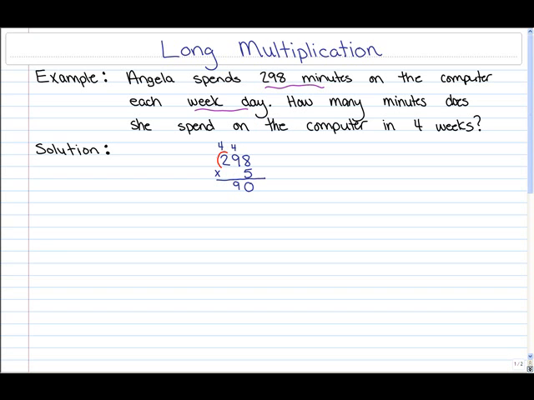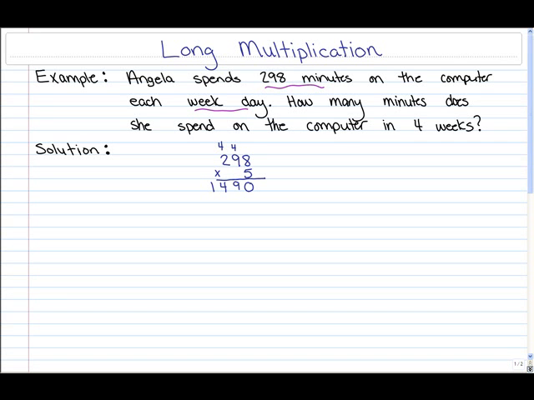We're going to take a look at the 2 from the multiplicand, and we're going to multiply it by the multiplier 5. 5 times 2 gives us 10. However, we carried a 4 forward from the previous step, so 10 plus 4 gives us 14. And that right there is our answer. And our answer is actually called the product. So 1,490 minutes is the product, and it's the amount of minutes that Angela spends on the computer each week, because there's 5 weekdays in a week.